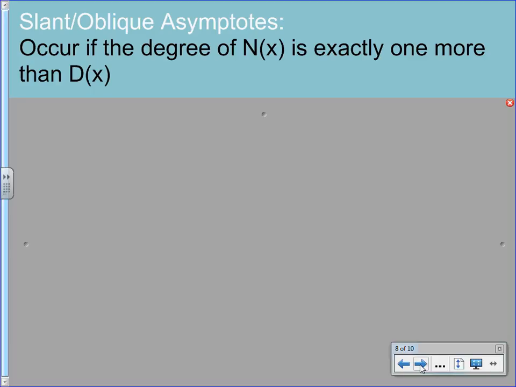So we get a slant asymptote if the degree of the numerator is exactly 1 higher than the degree of the denominator. That's all you're going to see right now in this class.